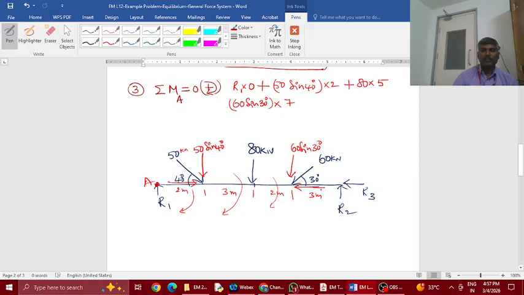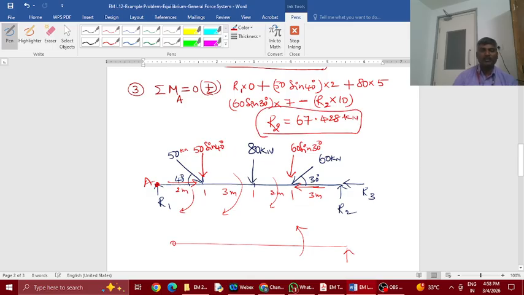Then this component will again pass through A, so no moment. And R3 also is going to pass through A, so no moment. R2 is going to rotate this member about this point in anti-clockwise direction. So R2 into the distance, which is 10 meters, is negative. So by solving this, we get the R2 value, which is equal to 67.428 kilonewton.